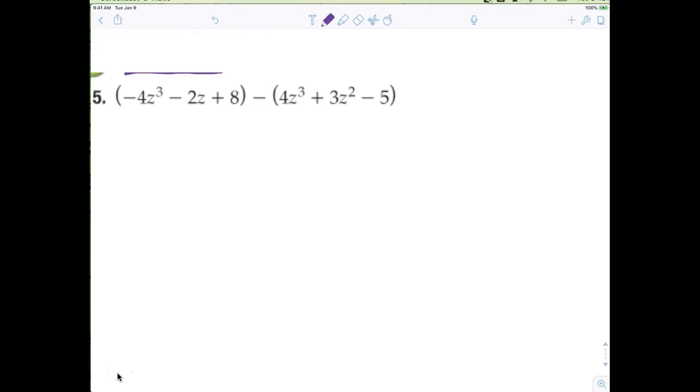Now again, my recommendation is make sure you distribute the negative properly. All right, so the first one doesn't really change. So here we can just rewrite it like this. There's no reason for the parentheses. Is everybody okay with that?